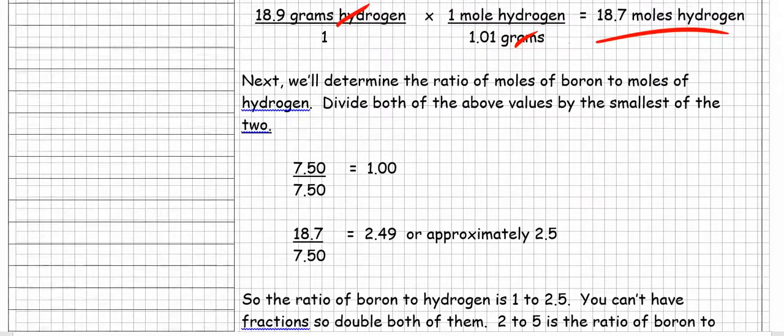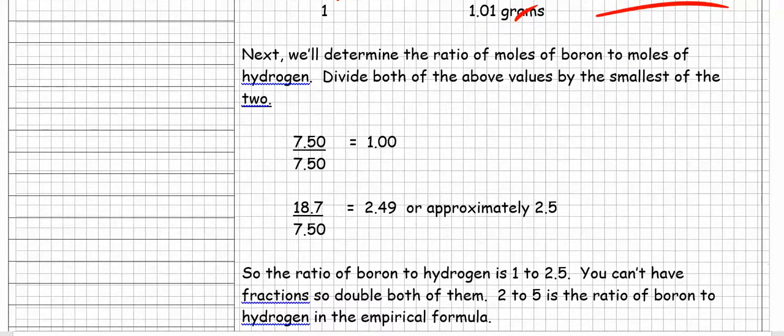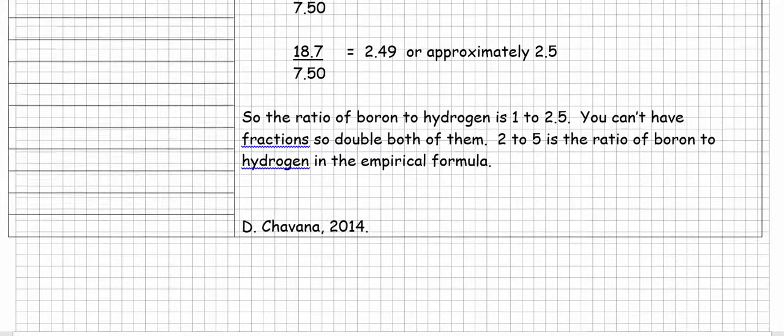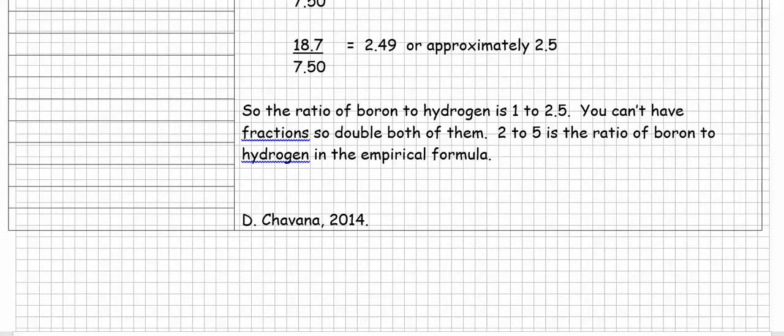Next, we'll determine the ratio by dividing by the smaller of the two, which is 7.50. So we get 1 and we get 2.49, or about 2.5, respectively. So the ratio of boron to hydrogen then is 1 to 2.5. How do we get rid of that fraction? You can't have fractions, so double both of them. 1 becomes 2, 2.5 becomes 5, is the ratio of boron to hydrogen in the empirical formula. It's a 2 to 5 ratio.